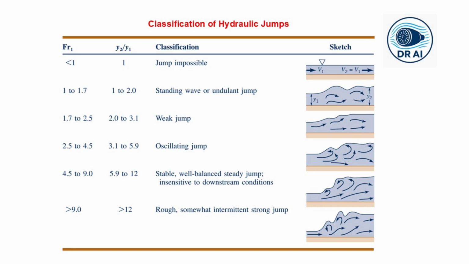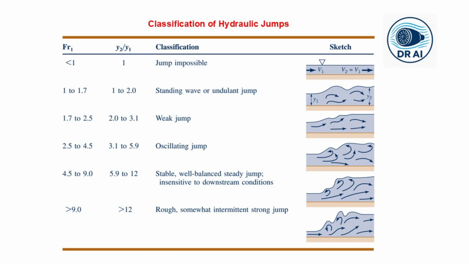But for a Froude number between 1.7 and 2.5, it's a weak jump with small rollers. When it increases up to the value of 4.5, it is an oscillating jump. It can be unsteady, and it produces large waves downstream. If the Froude number is between 4.5 and 9, it's a steady, well-balanced jump. This is a classic stable jump we often design for.